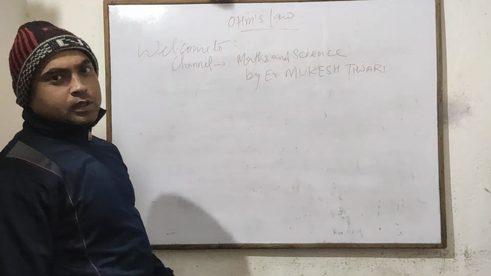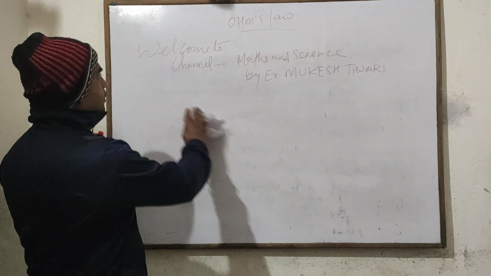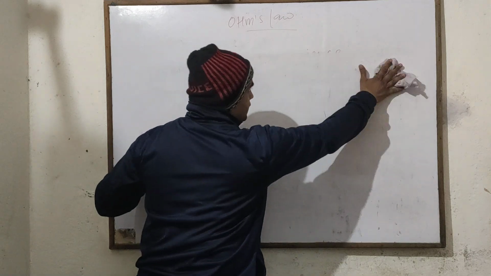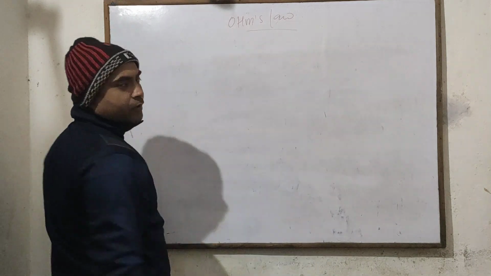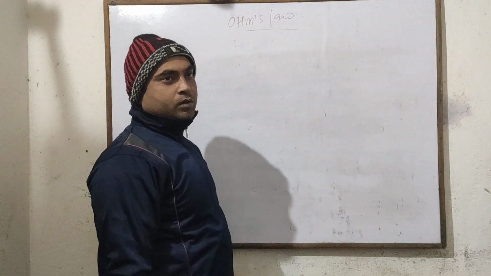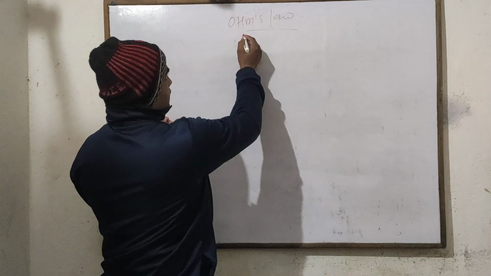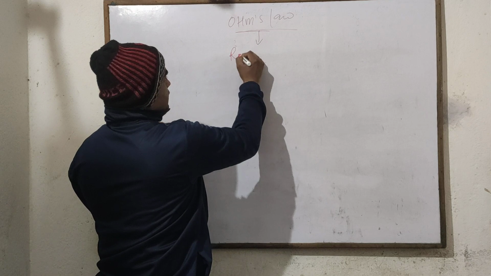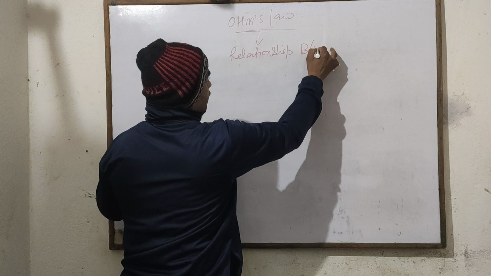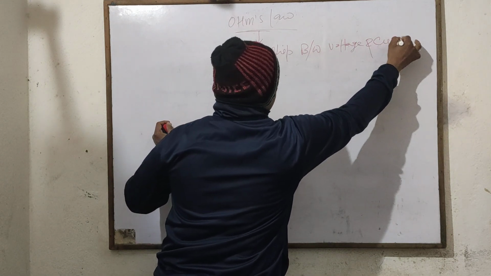So today we will discuss Ohm's law. What is Ohm's law telling about? Generally, Ohm is a scientist who has given a law. His law explains the relationship between voltage and current.